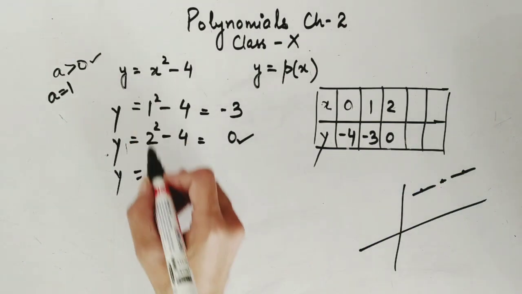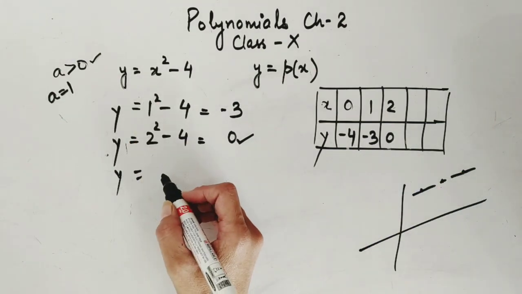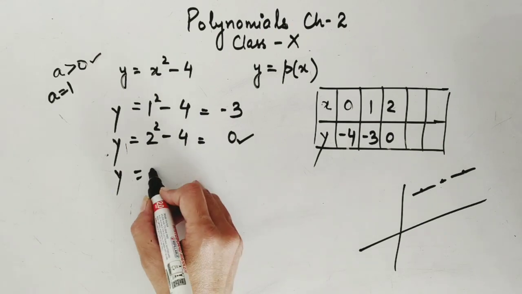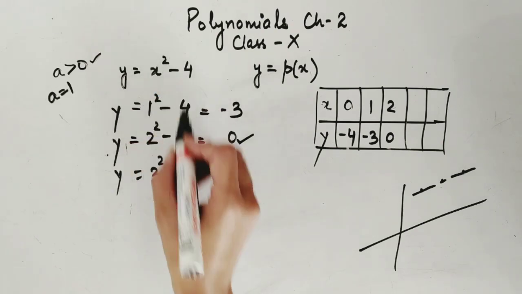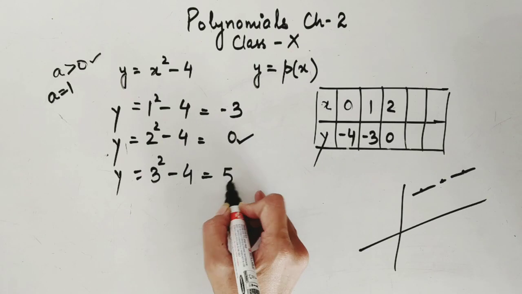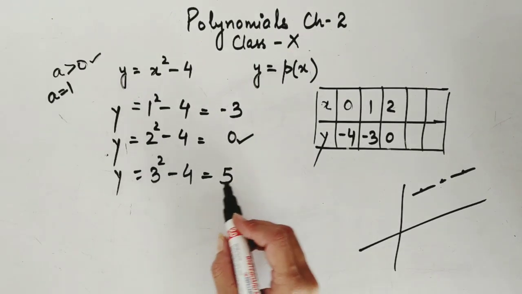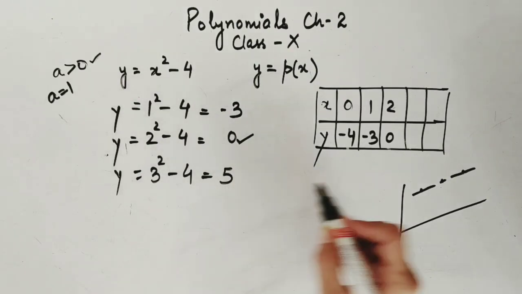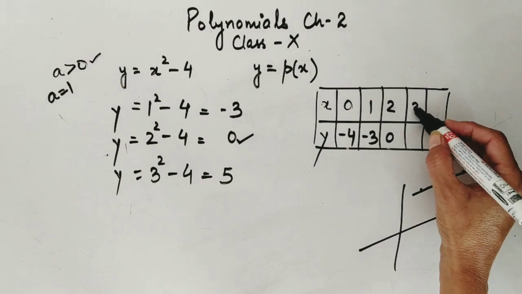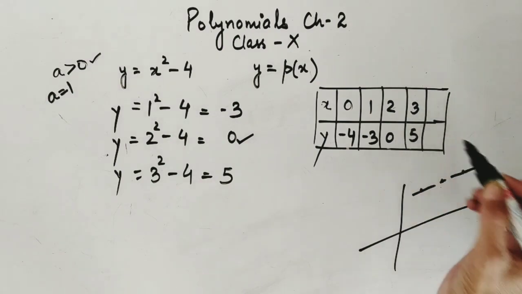If I take x as, what should we take? Let's take 3 now. So square of 3 minus 4 would be 5. Squaring 3, 9 minus 4, which is 5. So x was 3, y is 5.